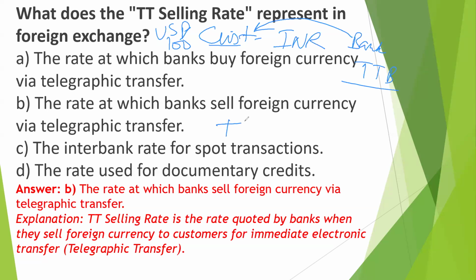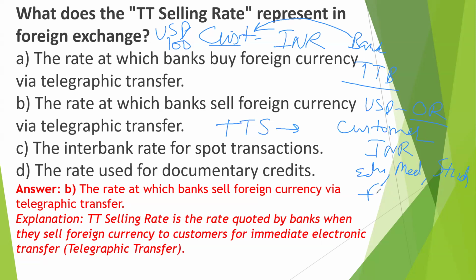And you use the TT selling rate when the customer is having INR and he wants USD. Why does he want USD? For outward remittance. Outward remittance can be for education purpose, medical purpose, family maintenance, gift. These are the purposes for which they want to send money abroad. So they are coming with INR, and we will sell our dollar. So bank will sell USD to the customer and we will use the TT selling rate.